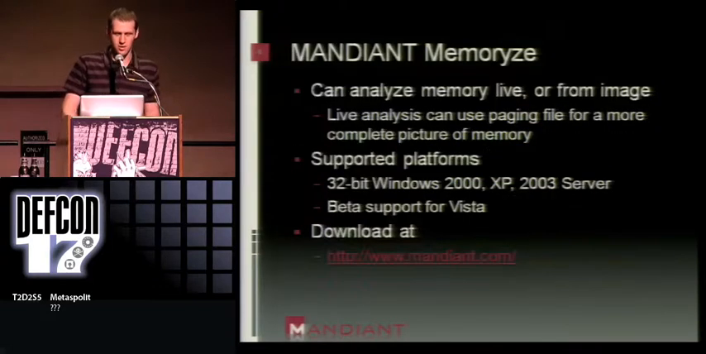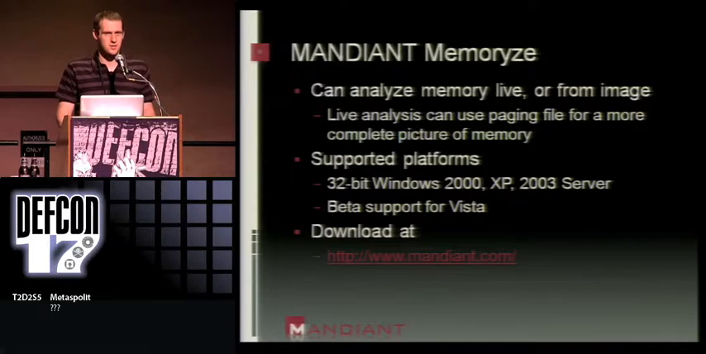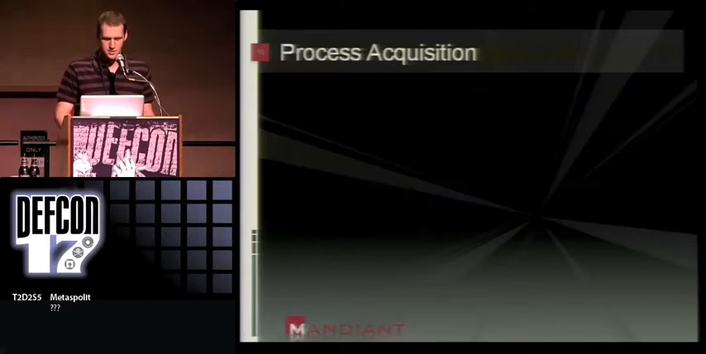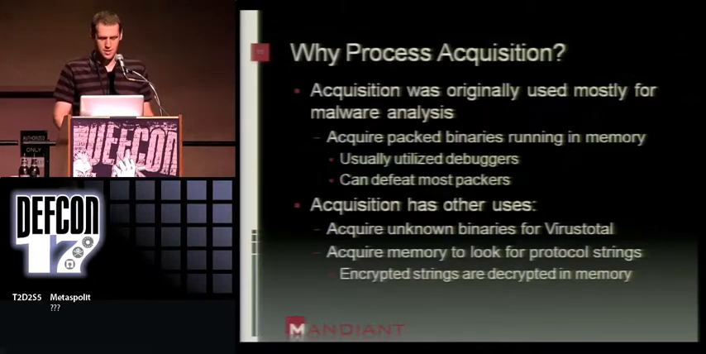It has the ability to work on live or dead memory. It'll utilize the paging file if necessary. We support an array of operating systems. 64-bit support's coming in September, and it will remain free and downloadable from our website, so don't worry about that changing. Process acquisition. All these slides are available on the Black Hat website, by the way, so when we skip them, just go there, and they're pretty beefy, so you can read and follow what we're doing.